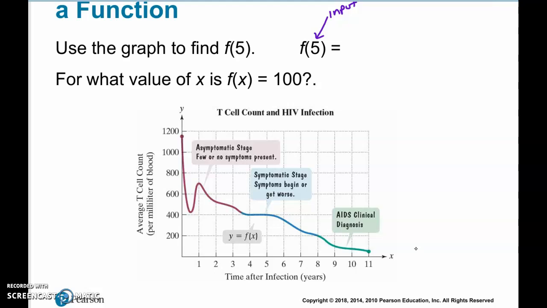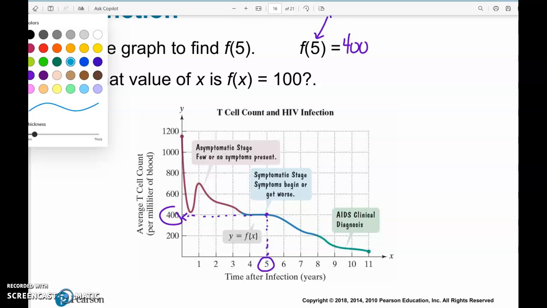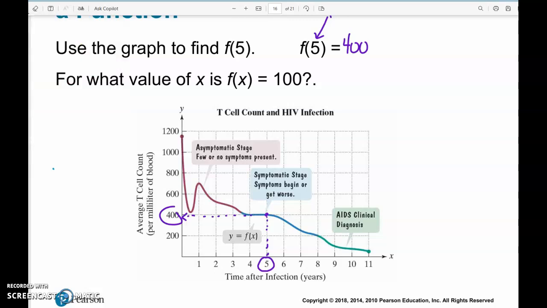So an input of 5 would be right here. So we'd go up, I'd read the graph. Where does 5 cross the graph? Right here. And I'd read over to see what the output would be. So 400. So 400 T cells.